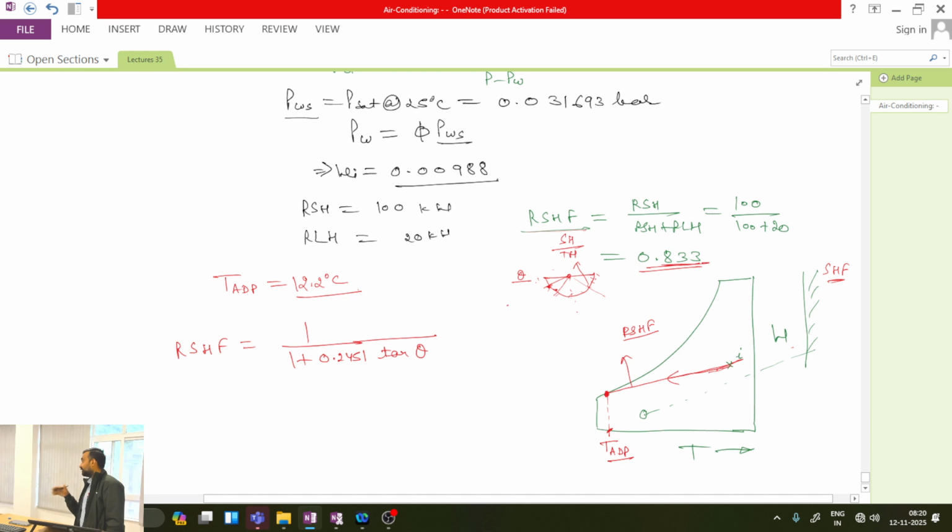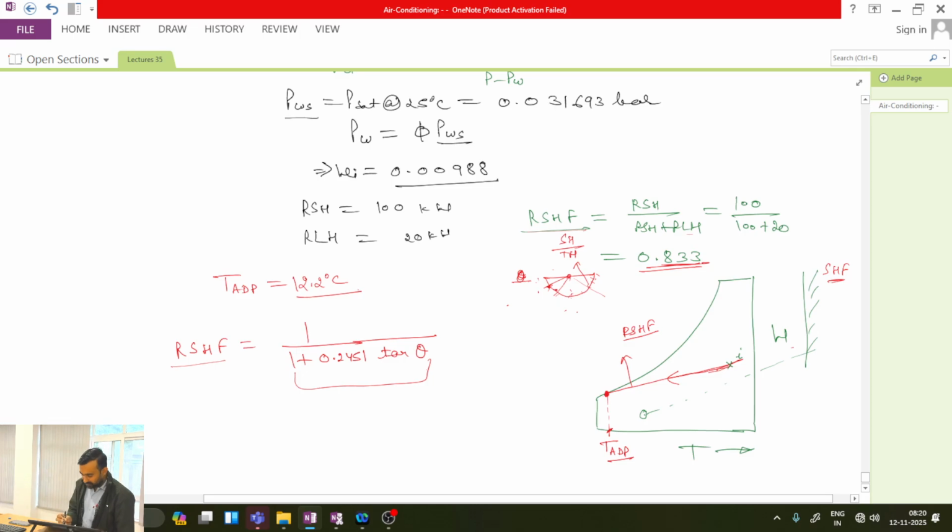On the other hand, in certain charts, you may have the value of theta over here. If the value of theta is there, then first, using this formula, you need to convert RSHF into theta. Once you have calculated RSHF, you convert it into theta, and then that particular value of theta you will select over here for your actual process. Is this point clear or not? All of you are understanding?